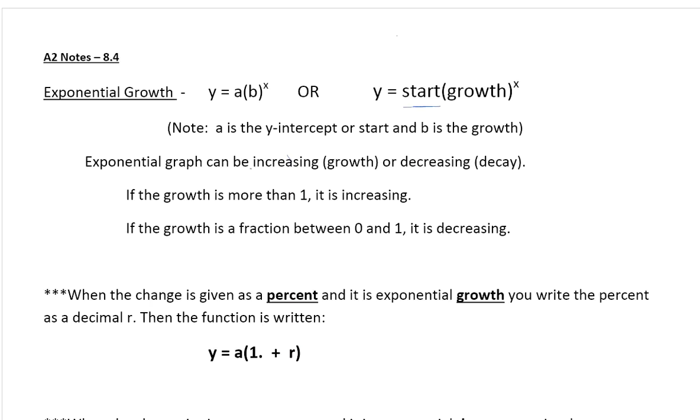Exponential graphs can be increasing, which is considered growth, or decreasing, which we call decay. It all depends on what's happening with the number being raised to the exponent. If this growth is more than 1, it is increasing. If this growth is a fraction that is in between 0 and 1, it is a decay or decreasing graph.